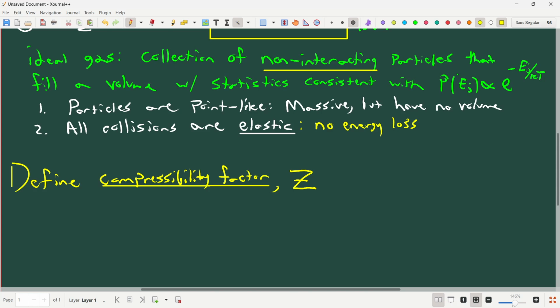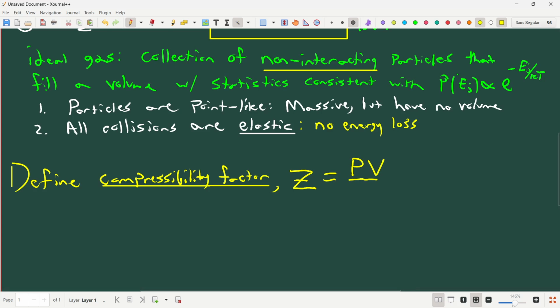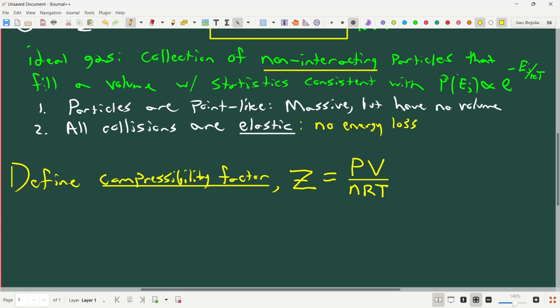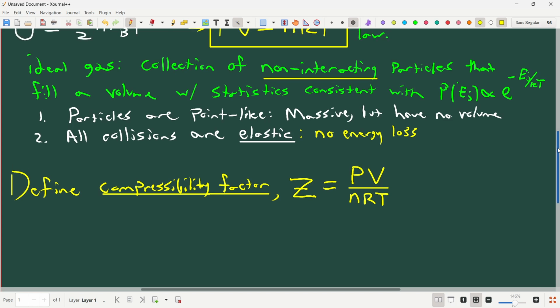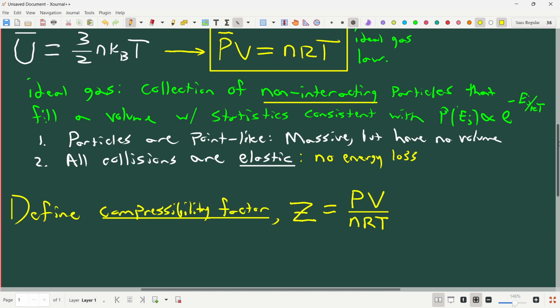And the way that we define it is we take the pressure times the volume of our gas and divide it by nRT. Okay, so what we're doing is literally just dividing both sides of the ideal gas law by nRT. Right? And so we should, for the ideal gas, get 1 for that ratio. Divide both sides by nRT and you get PV over nRT is equal to 1.